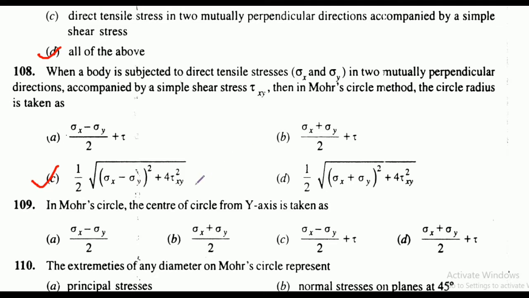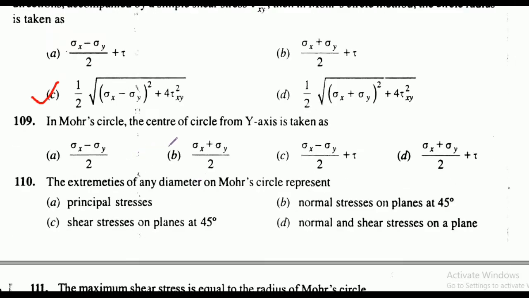Next is in Mohr circle, the center of circle from y-axis is taken as. Here friends, these are the options and here the correct answer is option B, that is sigma x plus sigma y upon 2. Next is question number 110.